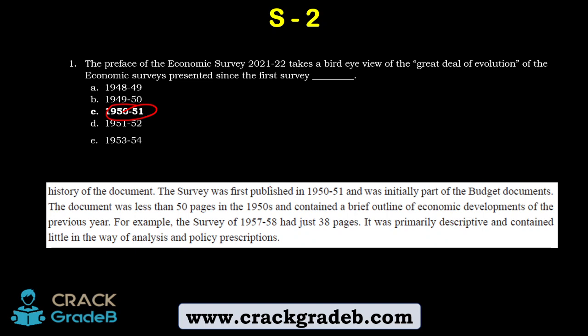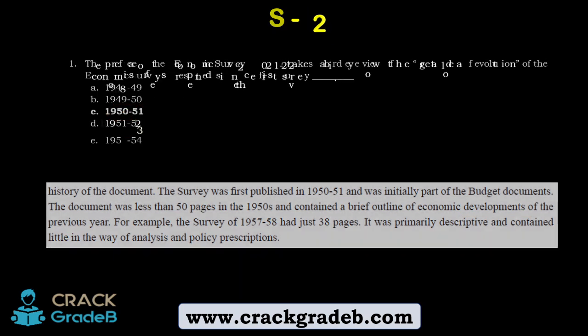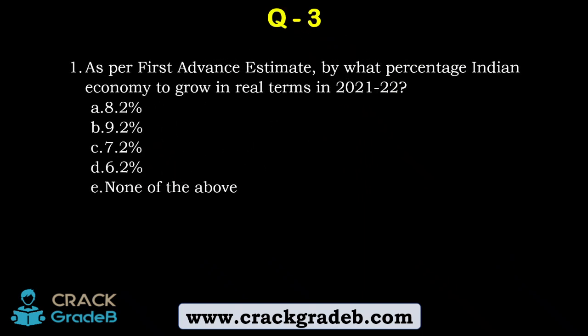The survey was first published in 50-51 and was initially part of the budget document. The document was less than 50 pages in 1950 and contained a brief outline of the economic development of the previous year. For example, the survey which I explained in the first slide in the facts. So let's now move forward with question number 3.